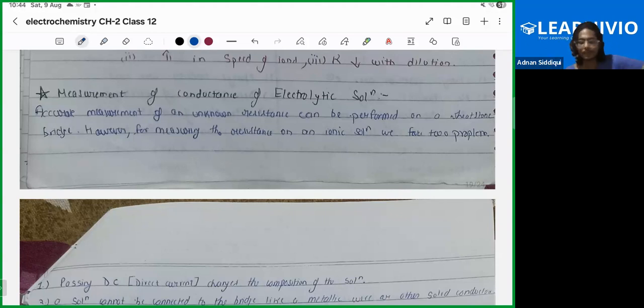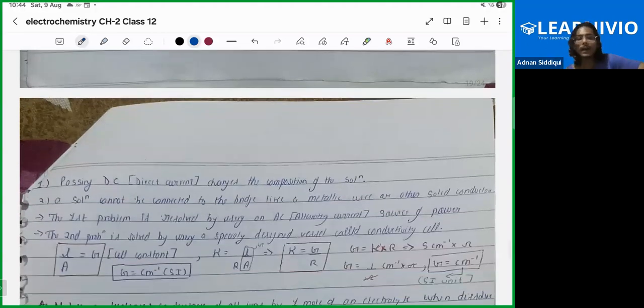you face two types of problems. The first one is if you are passing DC current in your Wheatstone bridge and you do the same thing in ionic solution, your composition is going to change. The solution's composition is going to change, which is going to affect our conductance. So this is our first problem. We cannot use the direct current.